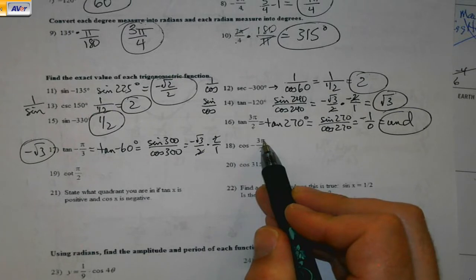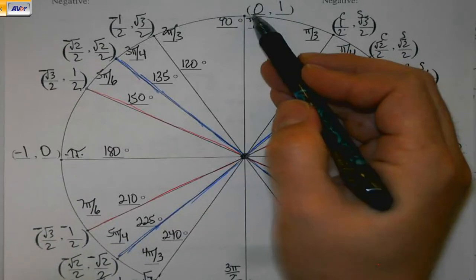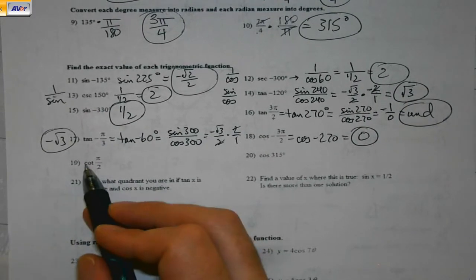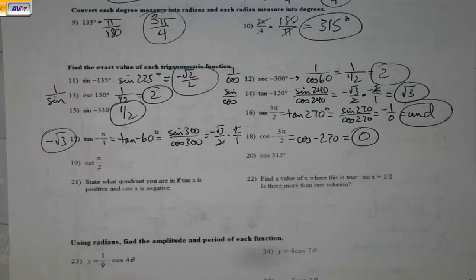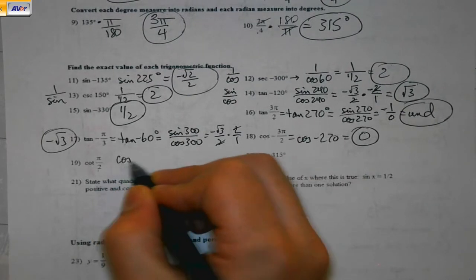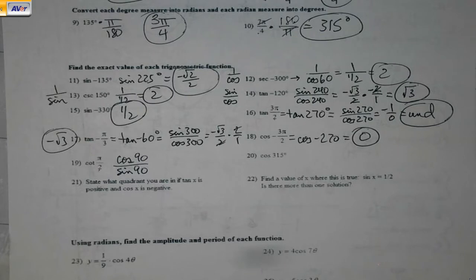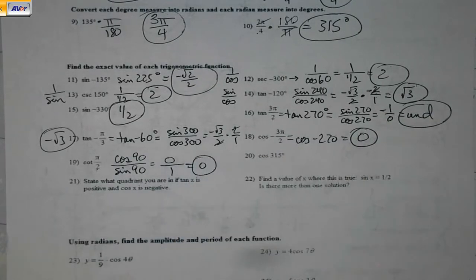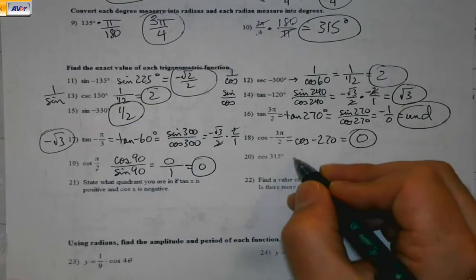3 times 180, 540 divided by 2. Cosine of negative 270. Negative 90, negative 180, negative 270. Cosine, nada. Cotangent, oh dear, of pi over 2. Cotangent is the inverse of tangent. So if tangent is sine over cosine, this is going to be cosine over sine. And 180 divided by 2 is 90. Cosine of 90, 0. Sine of 90, 1. And 0. And finally, just because I'm nice, cosine of 315. Cosine is square root of 2 over 2. Boom.